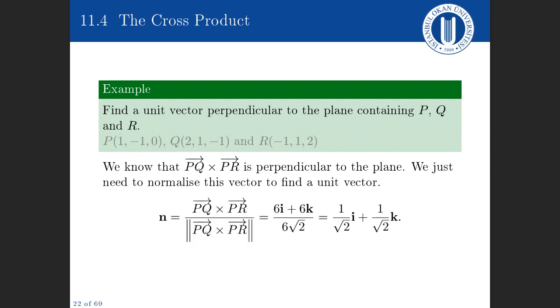So all we do is PQ cross PR divided by the norm of PQ cross PR. And we've done most of the work before. PQ cross PR we know is 6i plus 6k. In the previous example, we calculated the norm of PQ cross PR, which was 6 root 2. So the answer here must be 1 over root 2 i plus 1 over root 2 k.